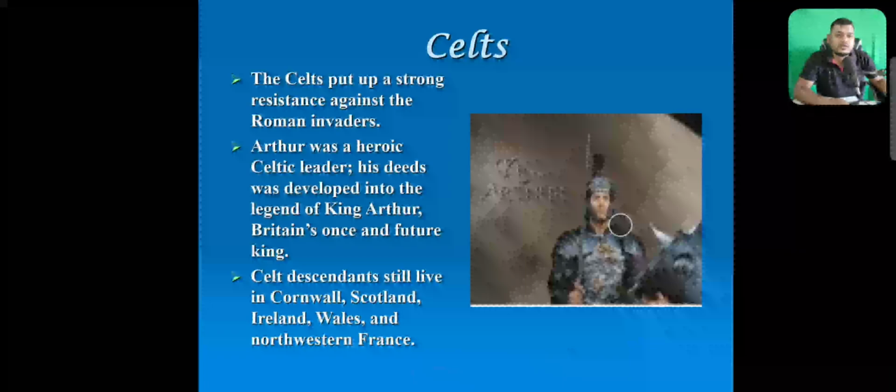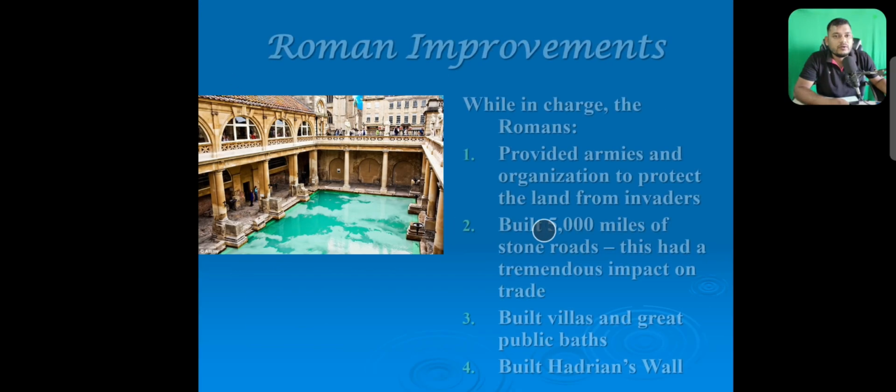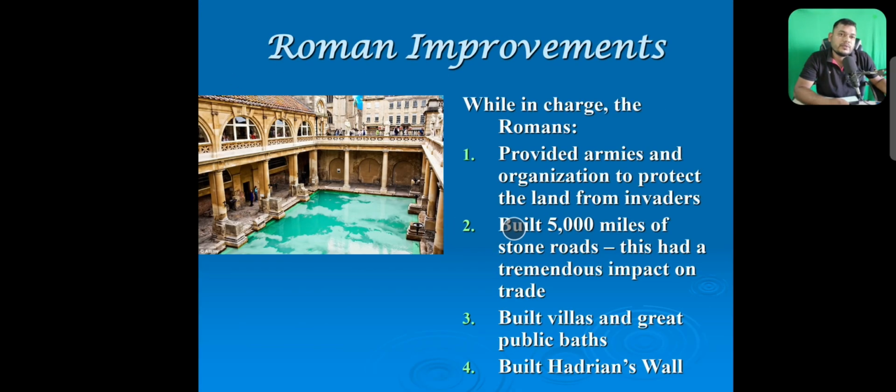Roman improvements. While in charge, the Romans provided armies and organizations to protect the land from invaders. Like our army of India, the BSF and ITBP, with lots of forts implemented along the LOC to protect the area, the Romans sent a lot of armies to the areas they protected, for the security of that area.